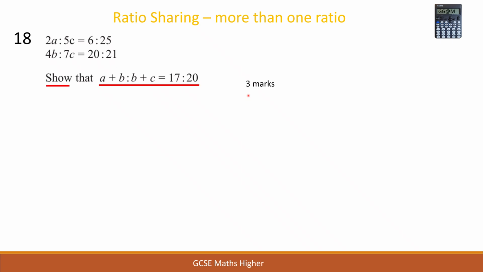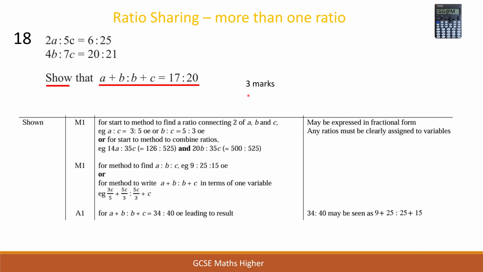Fantastic. So this is a show. That means you must show all your working in order to get the method marks. And here's the answer. So it's showing that you've got the answer. These are the method marks. Here's my answer mark. This OE means or equivalent. So this is what they're looking for. You could cancel this down, 34 to 40, to give you the 17 to 20.